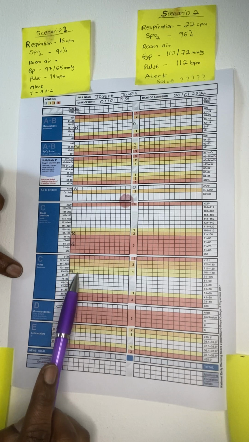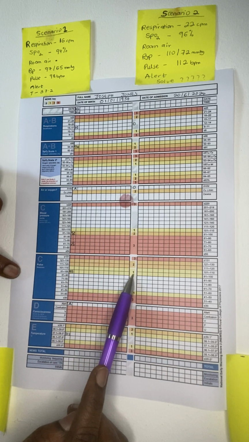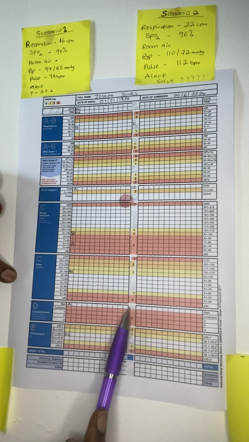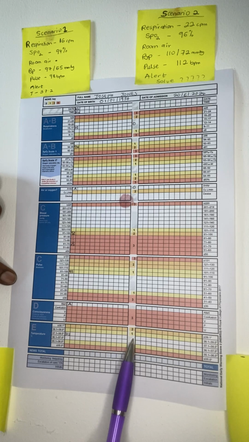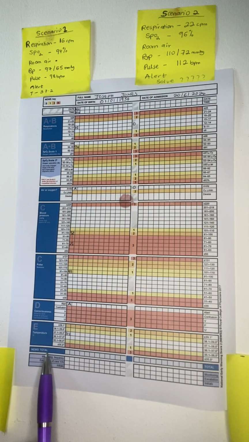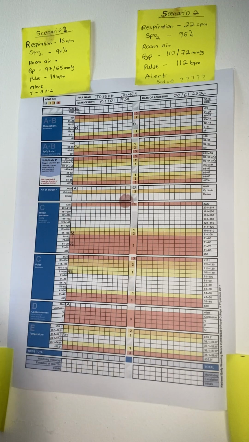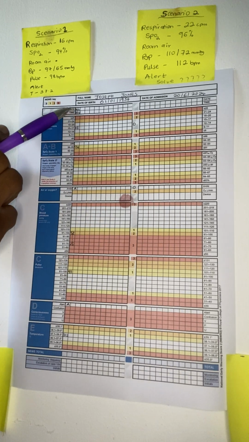Okay? And then we have what? Plus 1, which is what? 4. Plus 0, which is still 4. Plus 0, which is still 4. And it's done. So your patient's total NEWS score is what? 4. Okay? And you see, you wrote your date and time here.